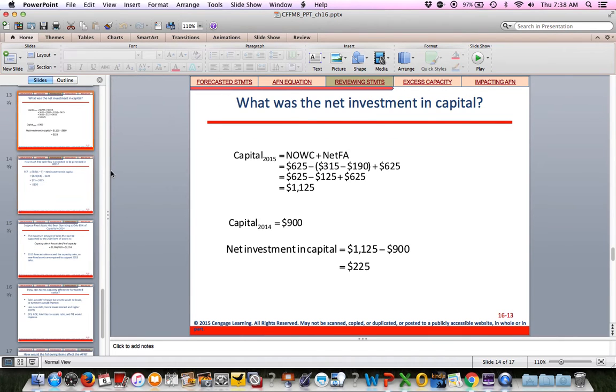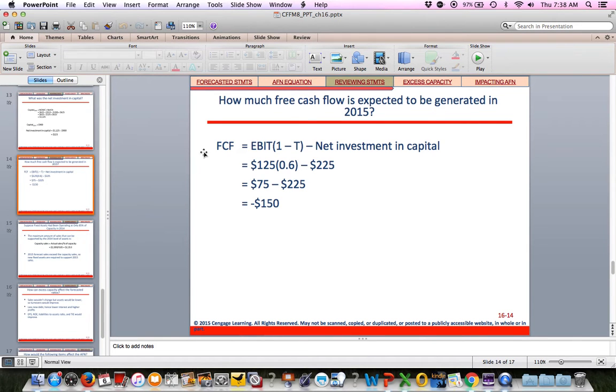So then the question becomes, how much free cash flow is expected to be generated in 2015? Free cash flow is how much cash the business generates above and beyond what it needs for capital investment to maintain growth. This company is growing, so that's going to require some capital to fund the growth. So the question then becomes, will we create enough cash to finance that growth or not? And the answer is we will not.